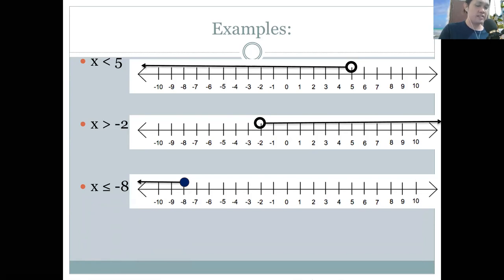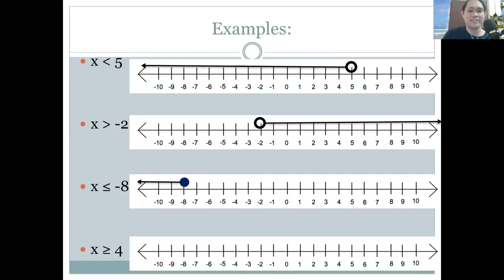So -8 is included. In here, x is greater than or equal to 4. We use greater than or equal to 4. That means 4 is included. So as we graph it, we locate 4, and it is going to the right side of the number line. That means the solution set of your x are 4 and up. So I hope you'll be able to recognize what solutions are included and not included.